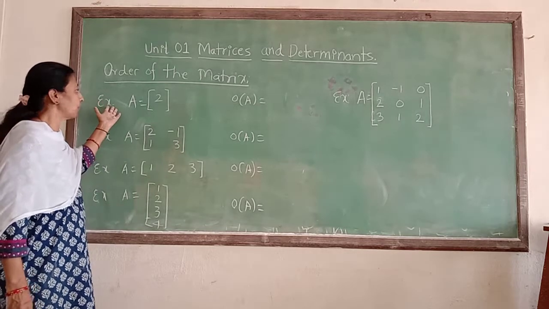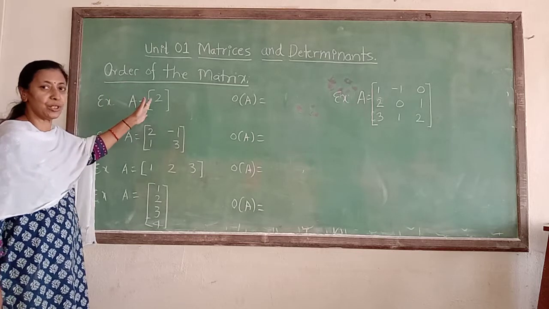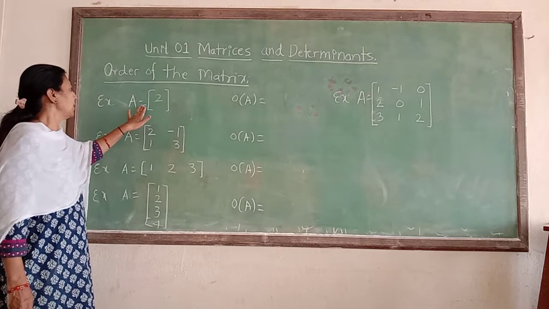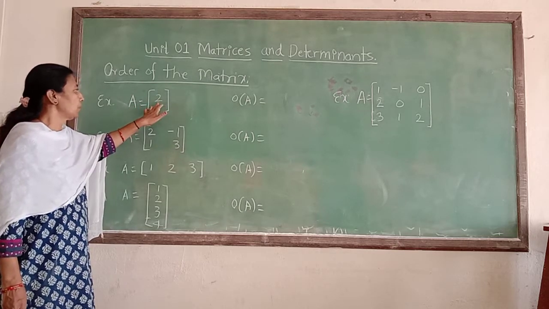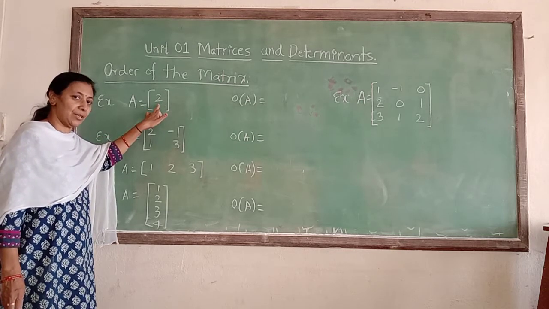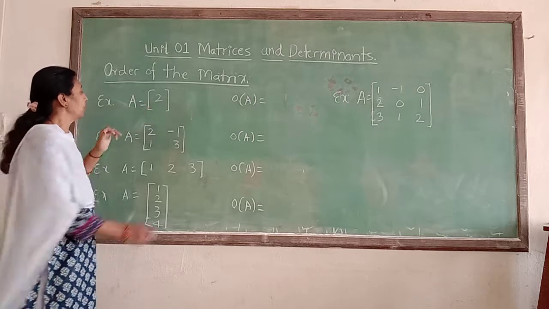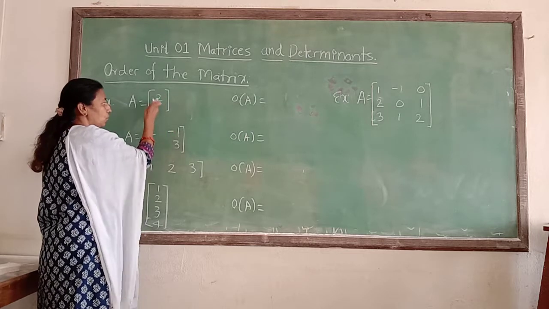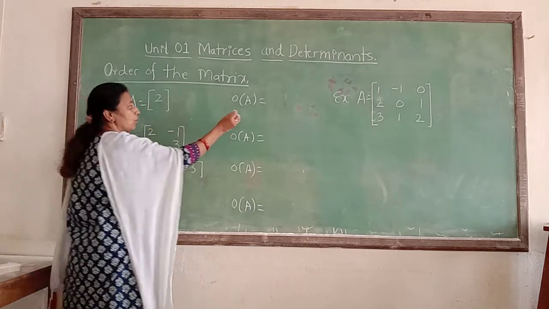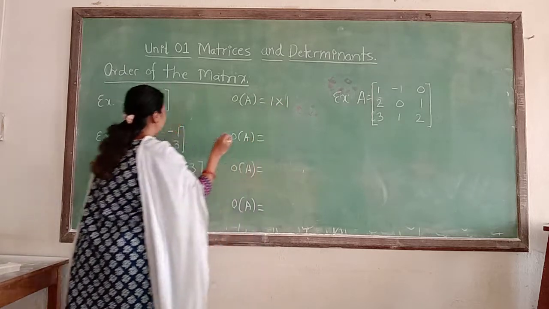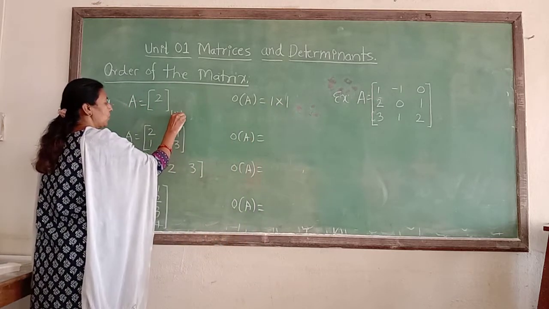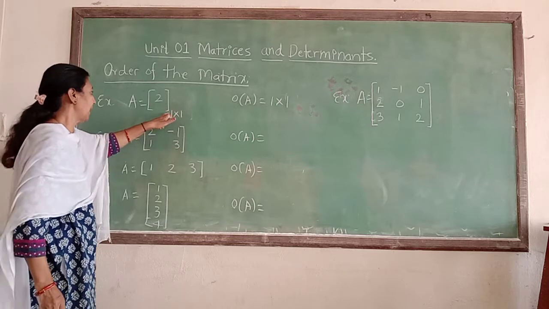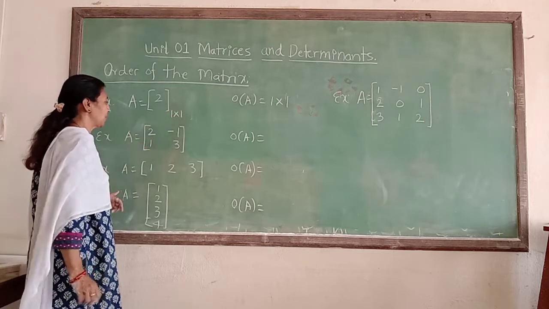Now here are a few more examples on the order of the matrix. In the second example, A is given by only the element 2. How many rows and how many columns are there in this matrix? If you see, there is only one element, in the first row and the first column. Therefore, the order of the matrix is 1 by 1, that is 1 cross 1. You should always write the order at the bottom of the matrix, like this.